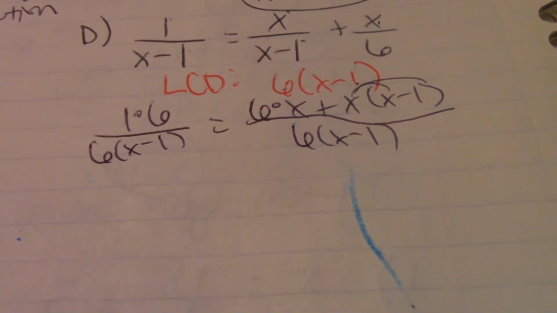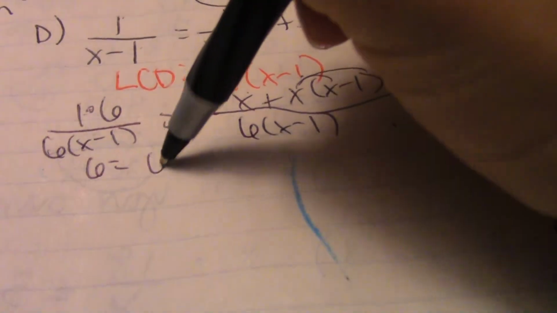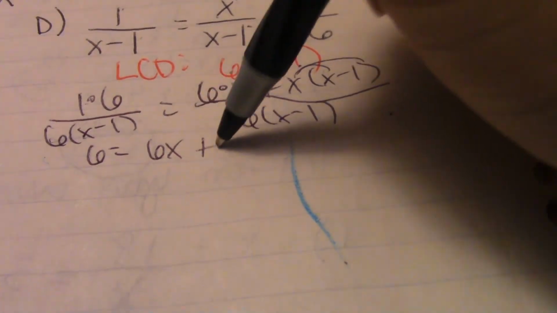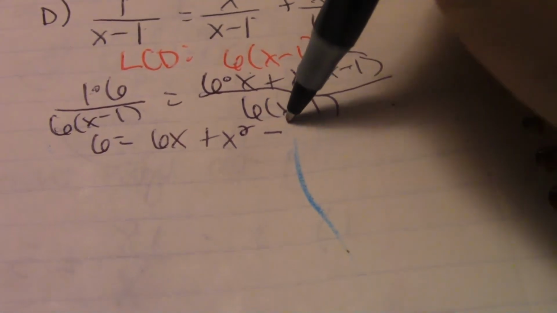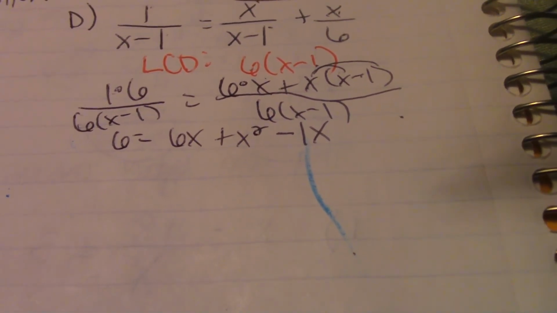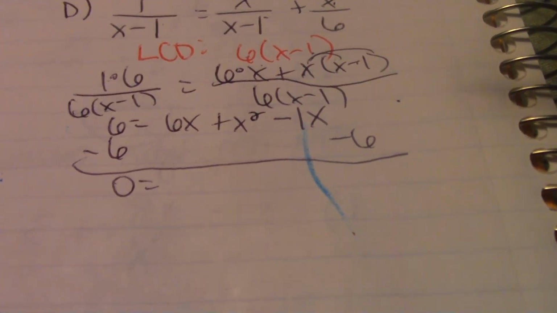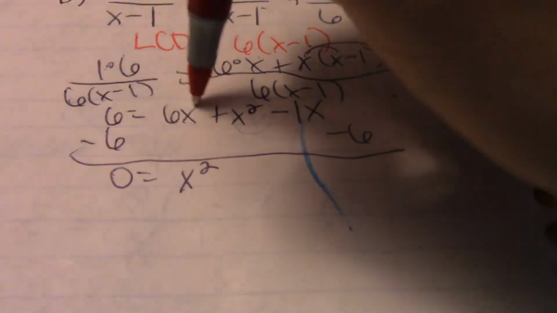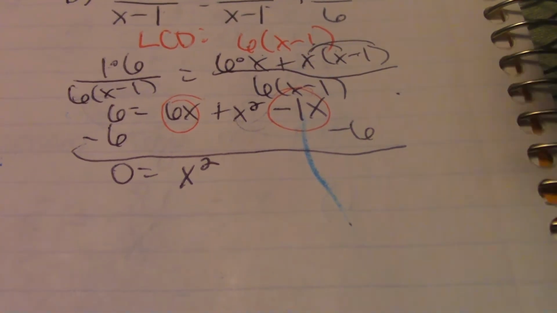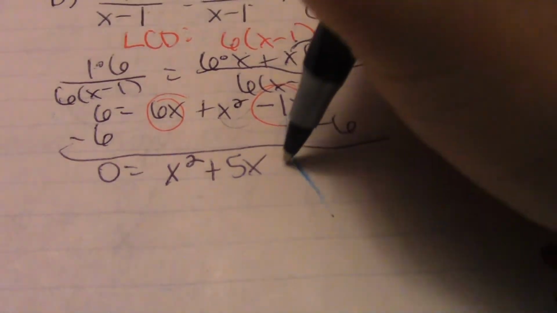So I'm going to distribute this here and simplify everything else. The bottoms are the same, so they're going away. 1 times 6 is 6. 6 times x is 6x. X times x is x squared. And x times negative 1 is negative 1x. Remember, everything to one side. So 0 equals. I'm also going to put this in order at the same time. That's my x squared. It's the biggest one. These two can combine because they're both x's. So plus 5x minus my 6.